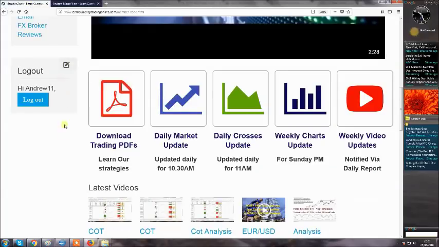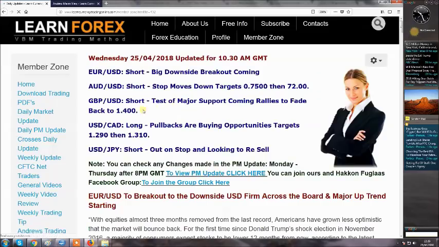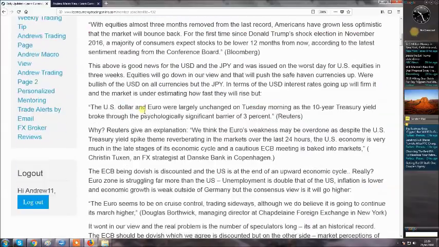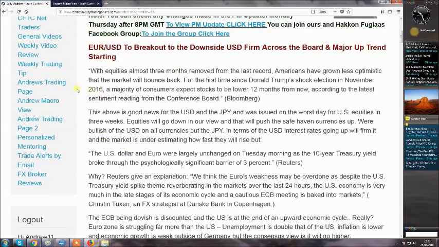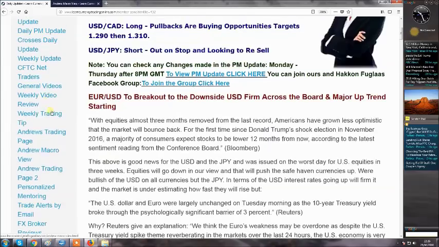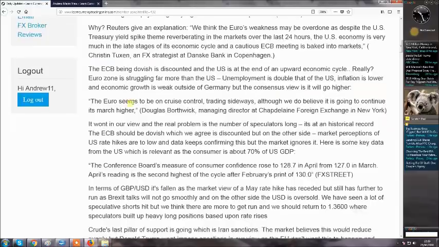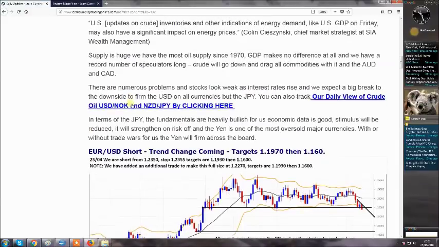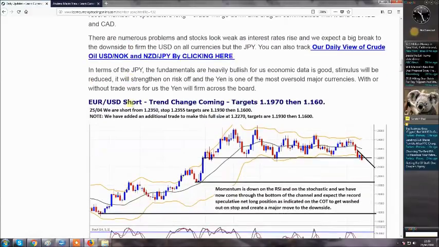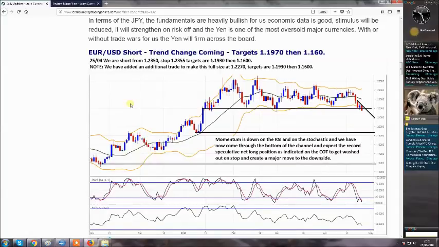But what I want to do now is just go to my daily market review. Now, in terms of this, where are we? We will always, when we're reviewing our technicals, look at the CFTC net traders positions. And that's our favourite tool to keep our charts clean and help us anticipate where a trend change might occur, and also help us predict how far a trend might run.